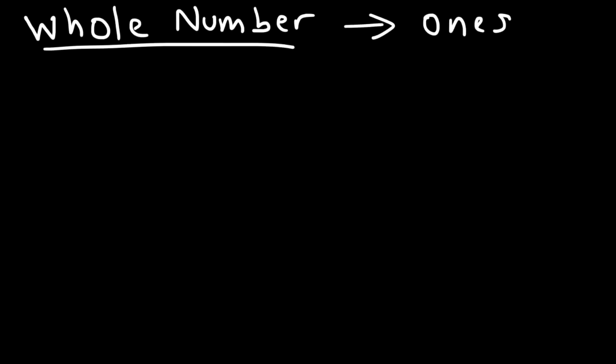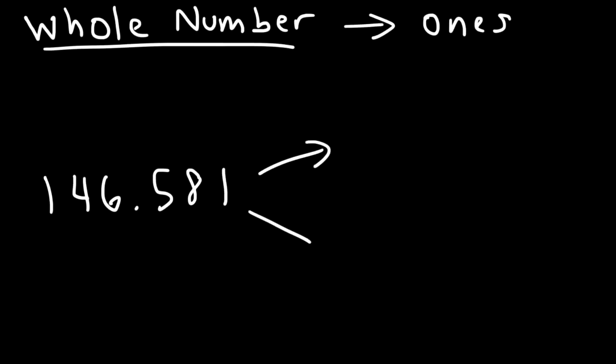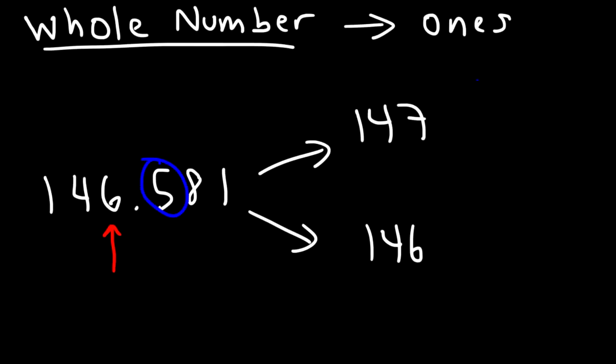Now let's consider another example. So let's say if we have 146.581 and round it to the nearest whole number. So it's either going to be 146 because we need to stop at the ones digit, or we're going to go up to 147. So this number, the next number, is 5 or more, which means we need to round up to 147.